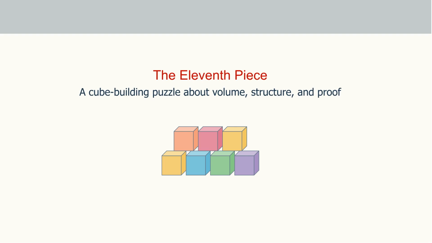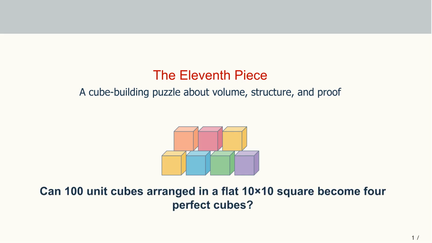Welcome. Let's consider 100 unit cubes. Of course, they can be arranged into a big 10 by 10 square in one layer. But can we stack them up to get 4 perfect cubes? Better yet, what is the smallest number of connected flat one-layer blocks can we use?